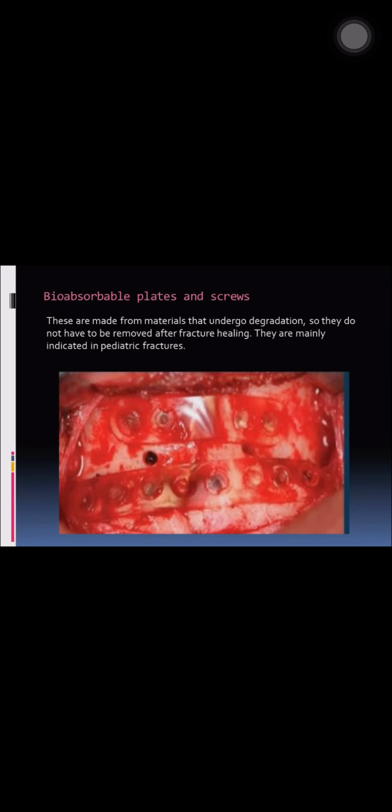Other method, bioabsorbable plates and screws. These are made from materials that undergo degradation, so they don't have to be removed after fracture healing. They are mainly indicated in pediatric fractures.